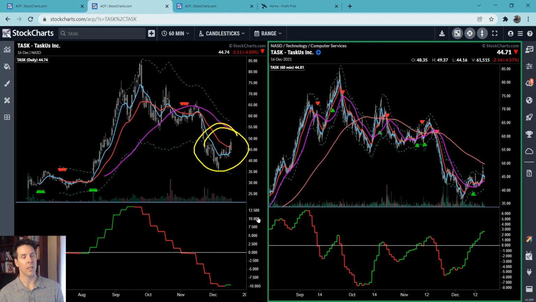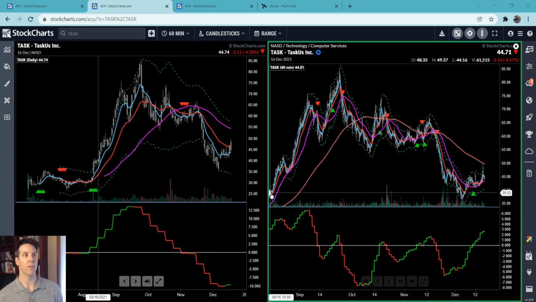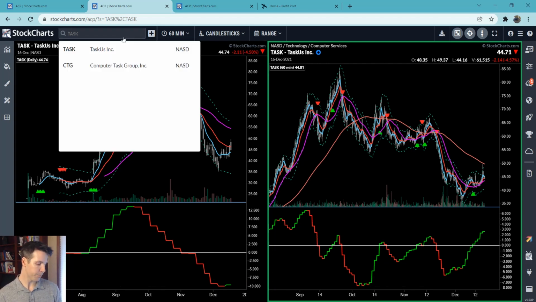Notice that the daily 8 is still below the 21. Notice that the daily 50 is still in a downtrend. Notice how far below zero the daily Moxie indicator is. So even though there might be bounces in this thing, it's just not ready to go long.